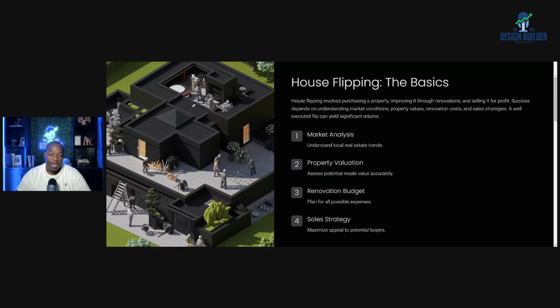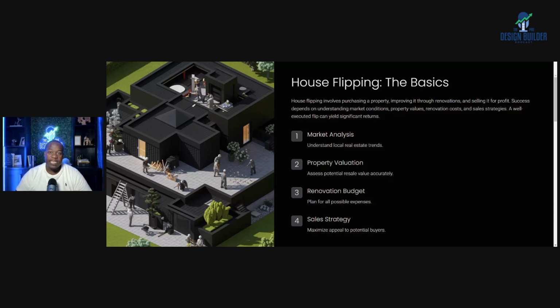All right, property valuation. Assess potential resale value accurately. So when you are flipping a house, one of the strategies that we would get jammed up on is we would see that high comp in that particular neighborhood, and we'd say, "Hey, we could get that comp." But the reality is, for you to get that particular comp, the house needs to be finished at a very high level. And for us, that's how we prefer to flip a property: we put the money into it and we want to get the highest and best value from that particular house flip.